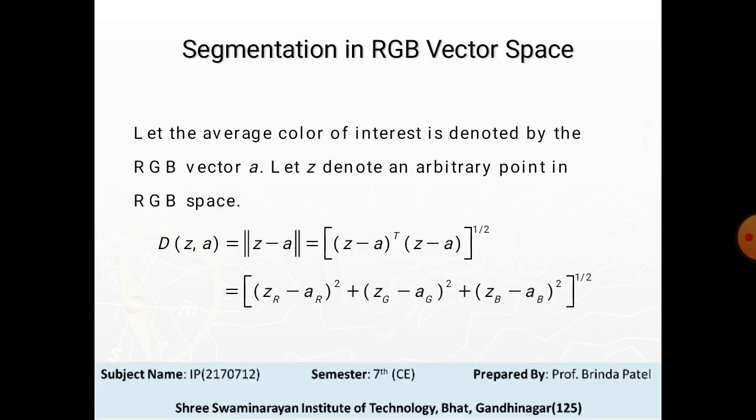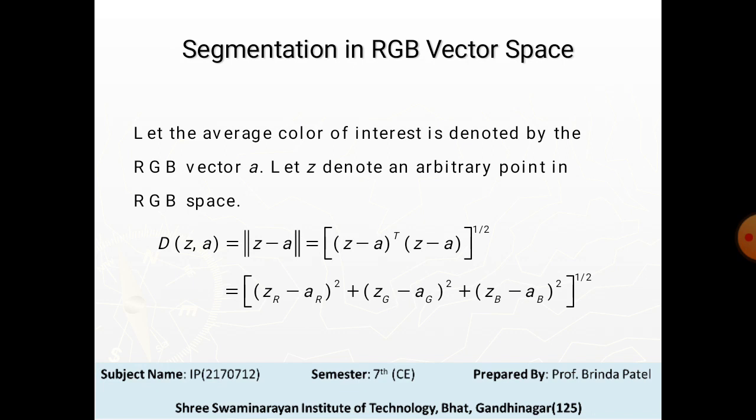Now, segmentation in RGB vector space. Working in HSI space is more intuitive, but segmentation is one area in which better results are generally obtained by using RGB color vectors. The approach is straightforward here. Suppose that the objective is to segment objects of a specified color range in RGB.